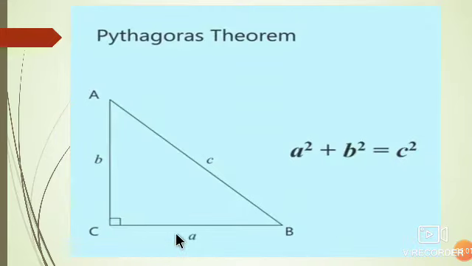Here, the length of the base means this side is A, the length of AC is B, and the length of AB is C. Here this AB is the hypotenuse. Why? Because the right angle is formed at the point C and this side AB is opposite to the right angle. That's why here AB is the hypotenuse.